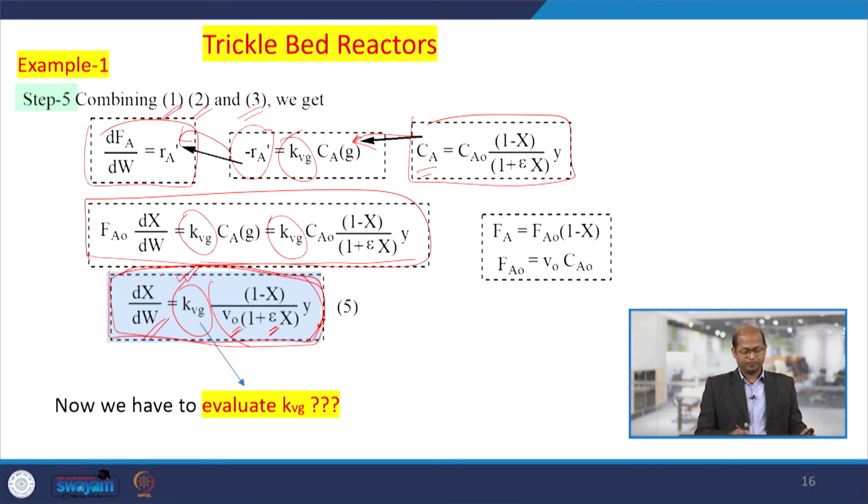Now, for this we need the k Vg value, the other values we have already discussed. Now, how to find out the k Vg value? We have already discussed some correlations that are given. So, in our next class we will discuss how to use those correlations, and using those correlations you put the individual known parameters in, then the k Vg value we can find out, that is the overall mass transfer coefficient, and we can substitute that, then the ordinary differential equation we can easily solve. Okay. That part we will discuss in our next class. Thank you.